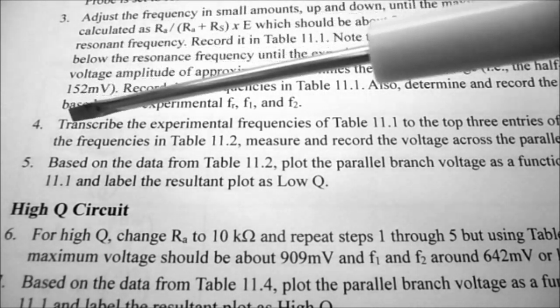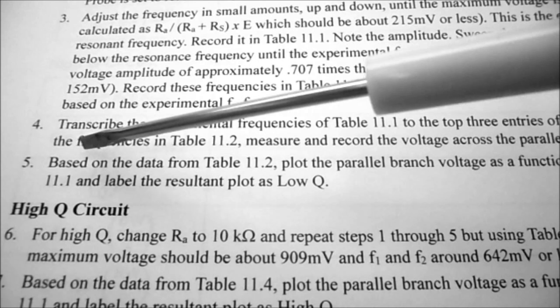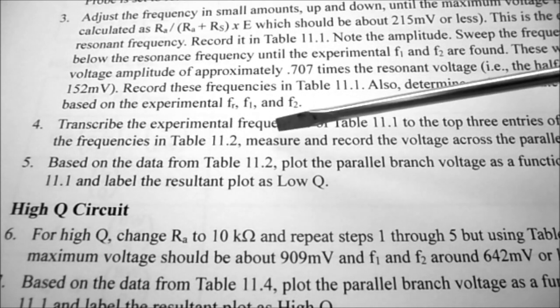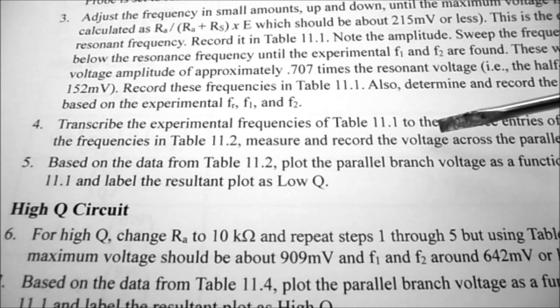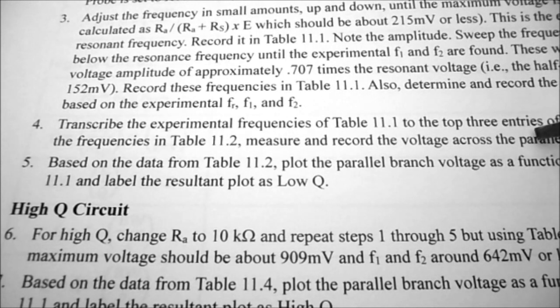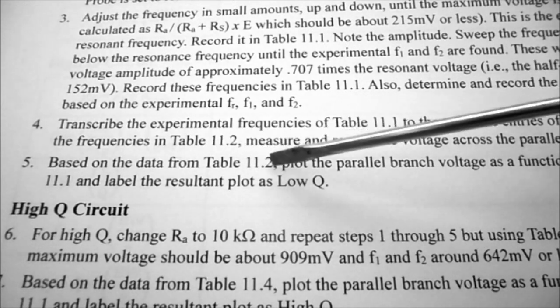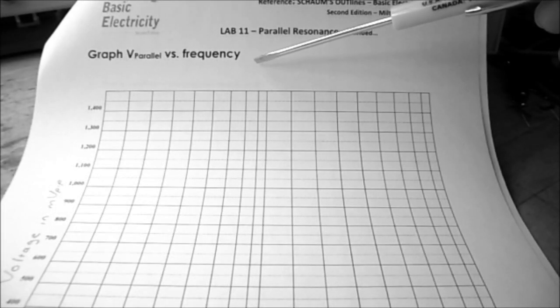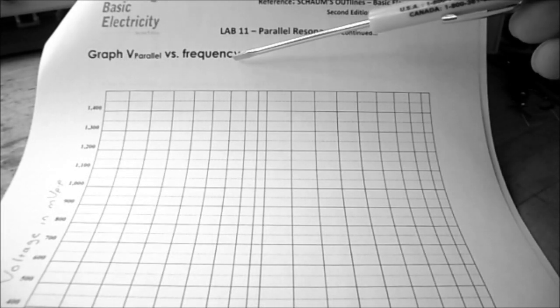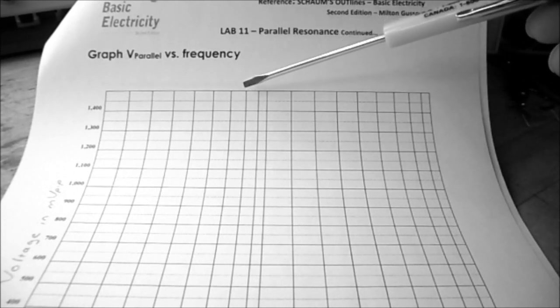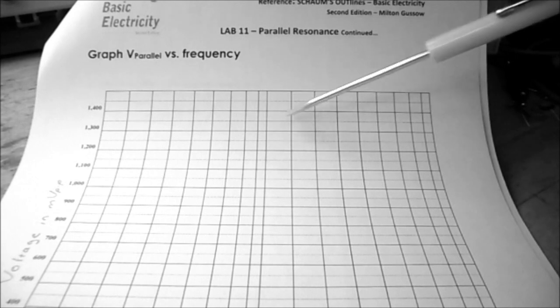So under procedure, step number 5, it says based on the data from table 11.2, we're to plot the parallel branch voltage as a function of frequency on plot 11.1. We're to label the resultant plot as low Q. So for plot 11.1, where we're going to graph V parallel versus frequency, I've provided you with semi-log graph paper.